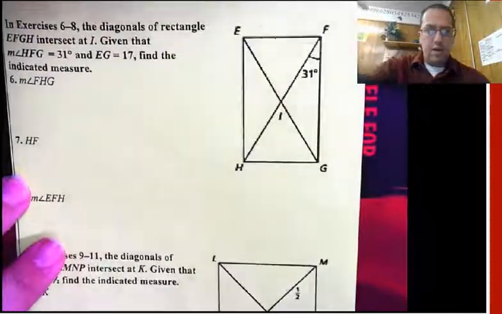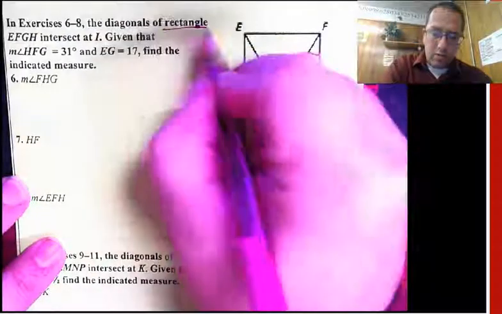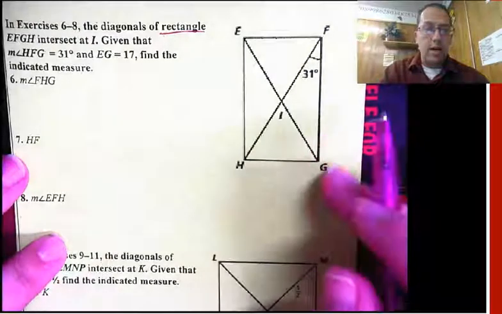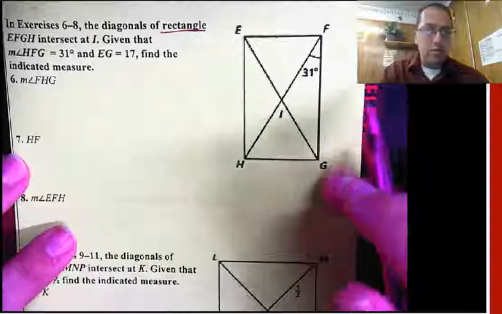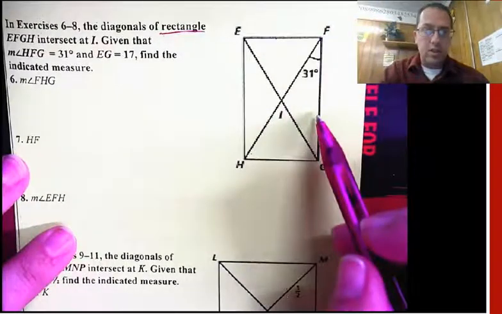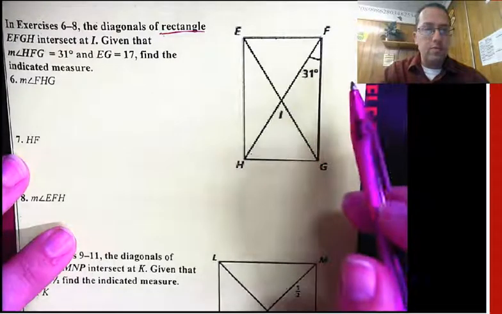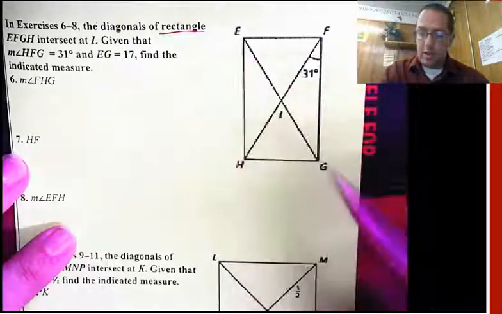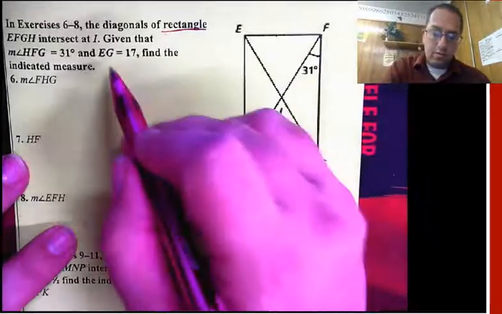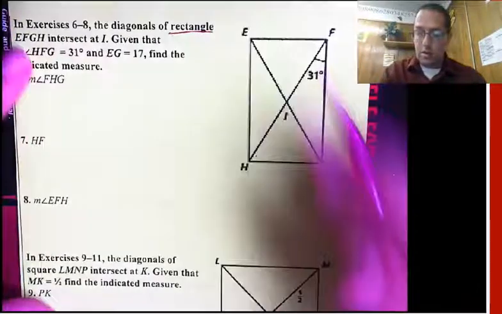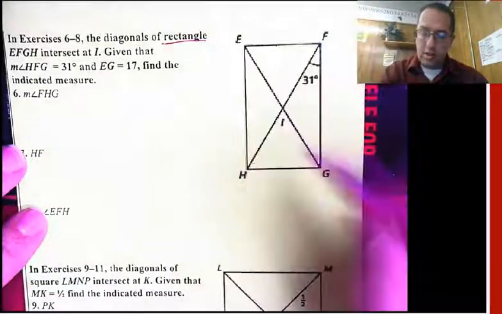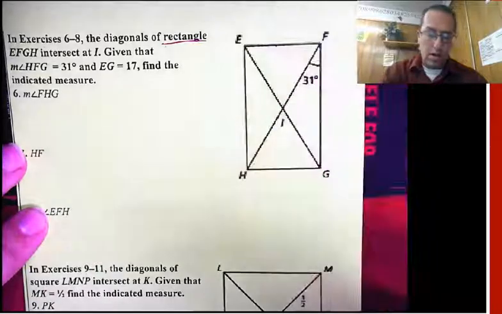Here we have the diagonals of a rectangle, EFGH, intersect at point I. Given that the measure of angle HFG is 31 degrees, that's marked for us. The length of segment EG is 17, and they did not write that down, so we just have to remember this is 17, the entire diagonal. They couldn't write it down because then it would look like there's this little piece with 17. It's the whole thing, the entire diagonal.